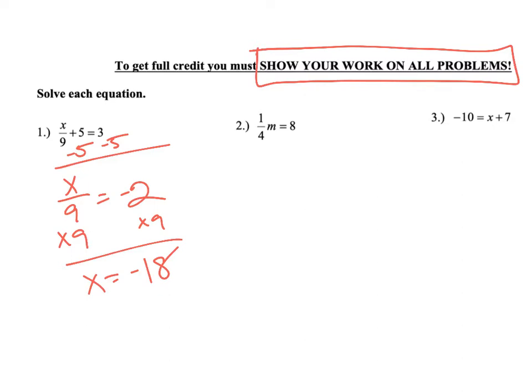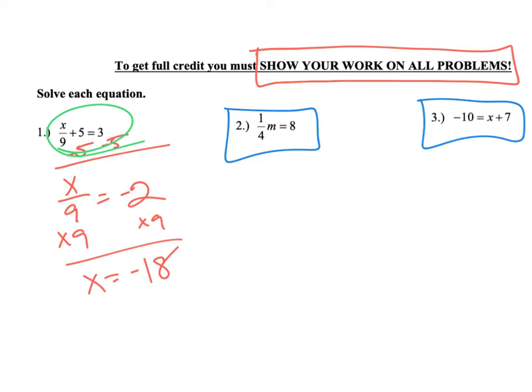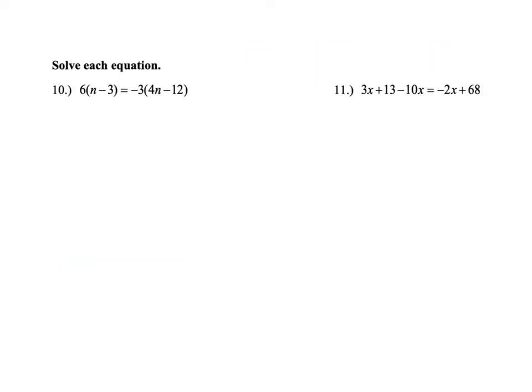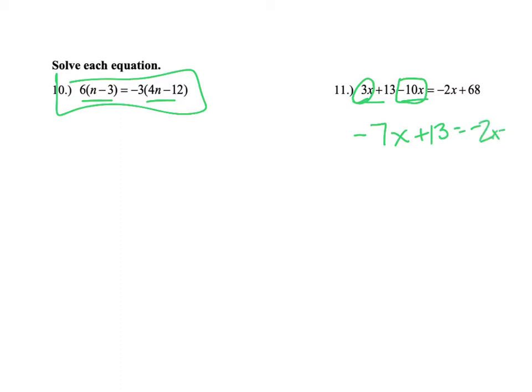You can see we are going to have one-step problems. We are going to have multi-step problems. You're going to see that. You're also going to see variables on both sides, distributive property, combining like terms. Please make sure you watch your signs. This is a 3x minus a 10x, so that's going to be a -7x plus 13 equals -2x plus 68, and then solve it from there.